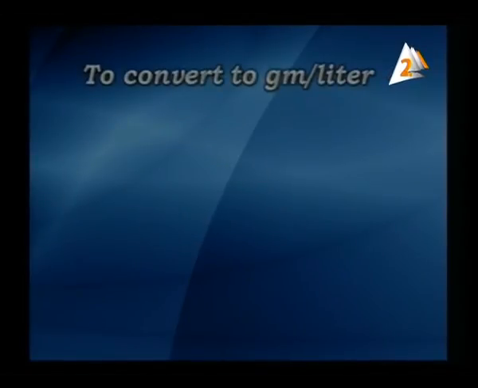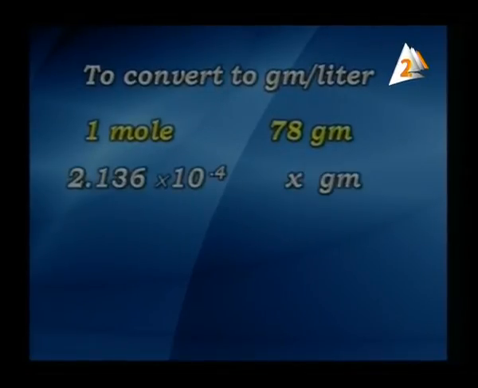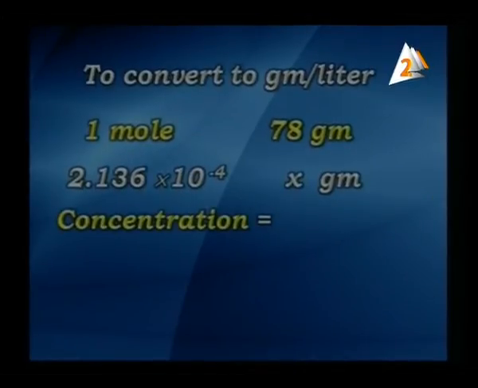I like this, my dear. Another step is to convert to grams per liter, after finding the moles. 1 mole gives us 78 grams of calcium fluoride, so 2.136 times 10 to the power of negative 4 moles gives us x grams. What will happen here? We have the concentration equal what?